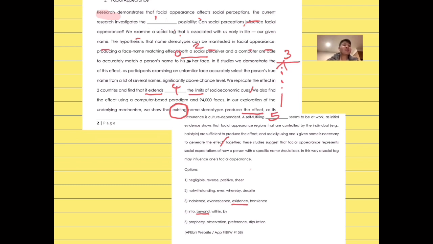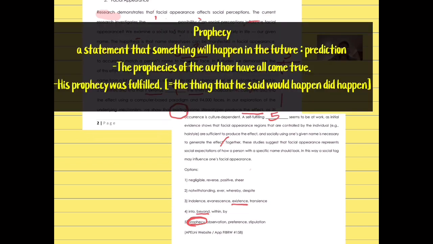A self-fulfilling dash. This one you have no choice. You have to study a little bit more of vocabulary, phrasal verb, idiom, and collocation. And we have to go with prophecy in the last one. Because what does this mean? Prophecy is a noun. It means prediction. Prophecy is a statement that something will happen in the future, or simply it means prediction.